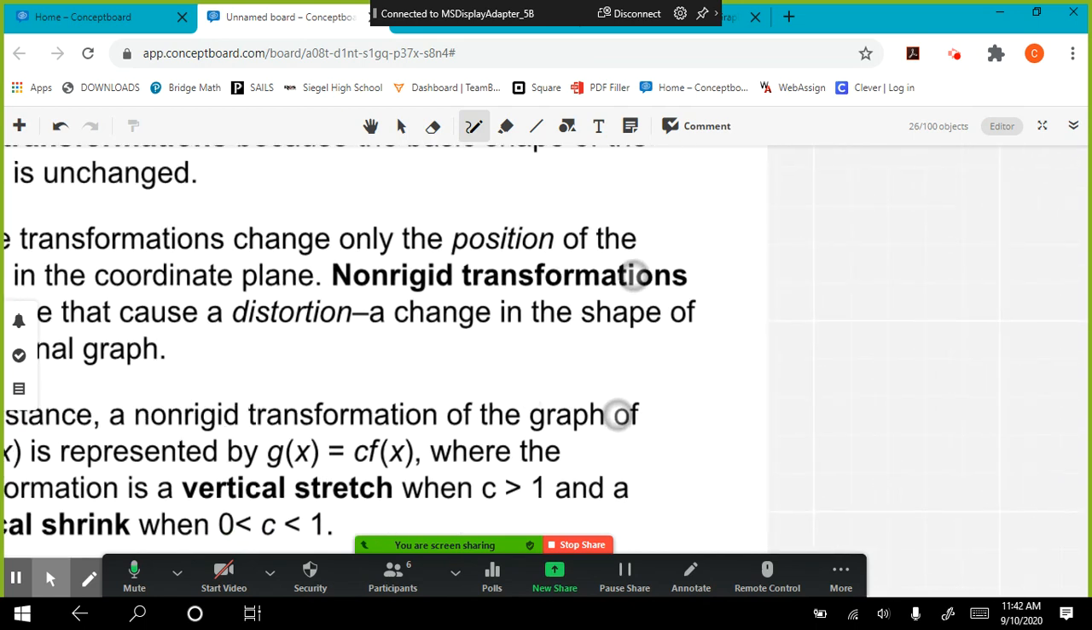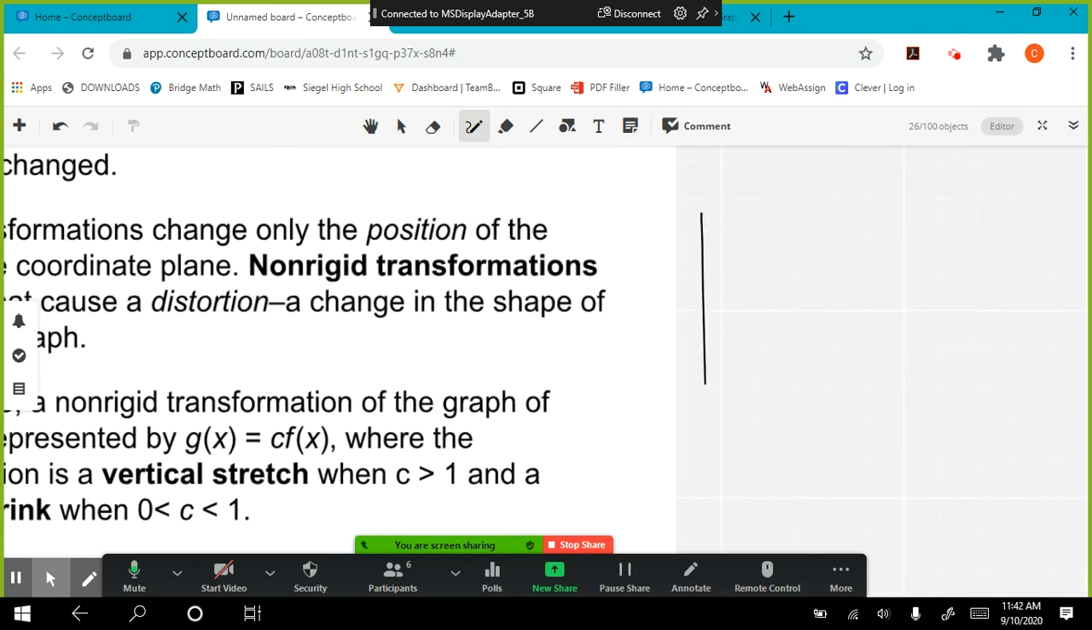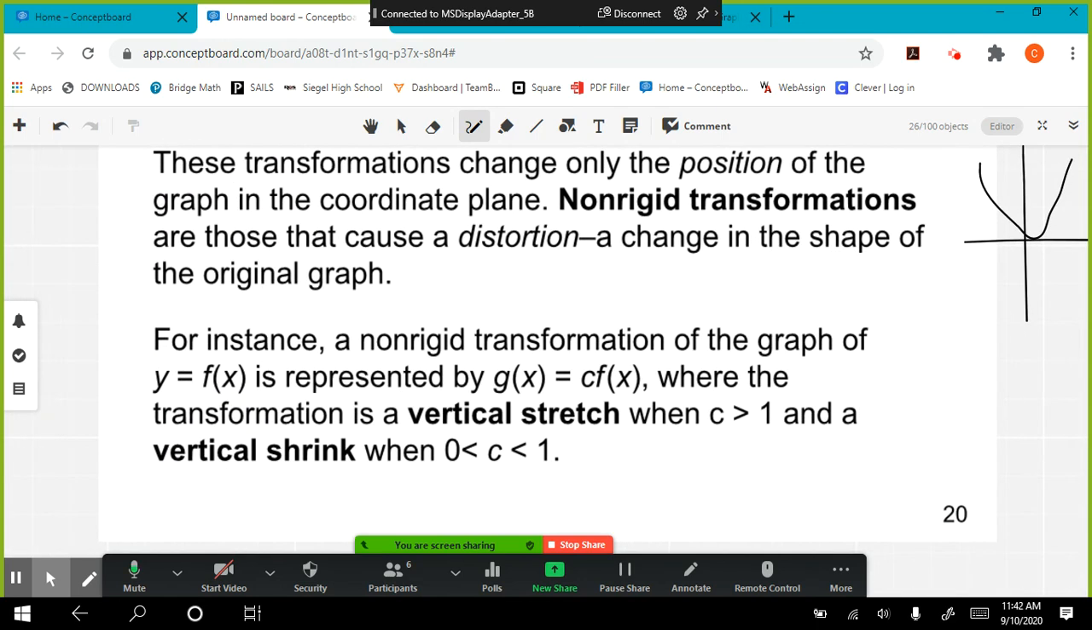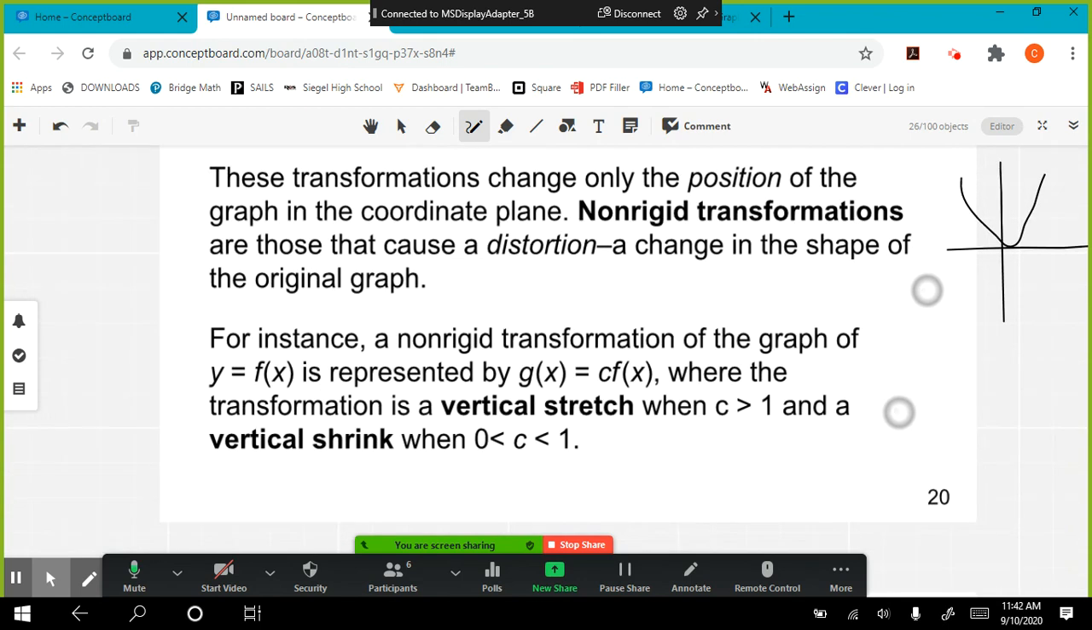So what we're talking about is if this were the parent parabola, forgive me, I'm a terrible drawer on this. A non-rigid one would be one that's a lot more narrow, like that right there, or one that is real wide, like that. That's a non-rigid transformation. So that's what we're going to talk about here. It causes that distortion, a change in shape of the original graph.